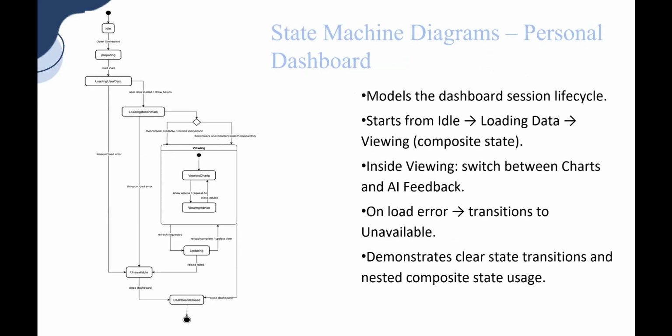And finally, this is the dashboard state machine diagram. The state machine begins in idle, loads user data, then moves to a composite viewing state, where the student can switch between charts and AI feedback without leaving the main state. If loading fails, it transitions to unavailable.